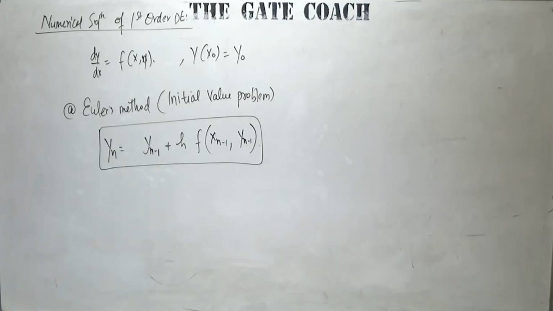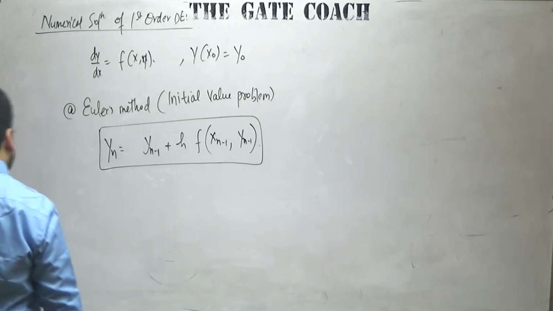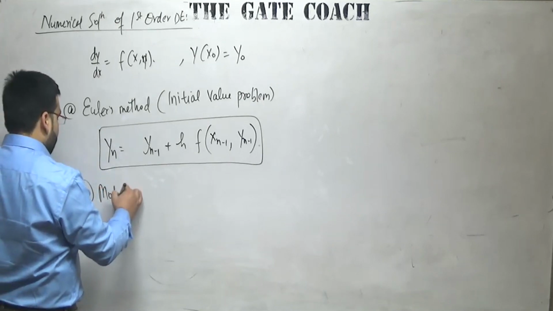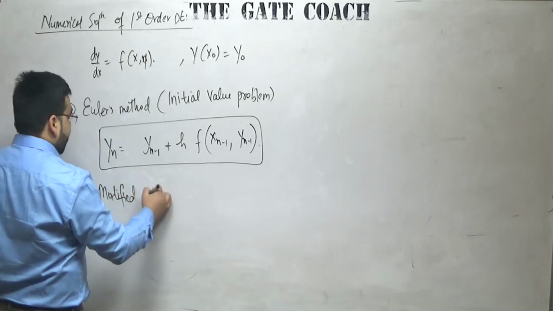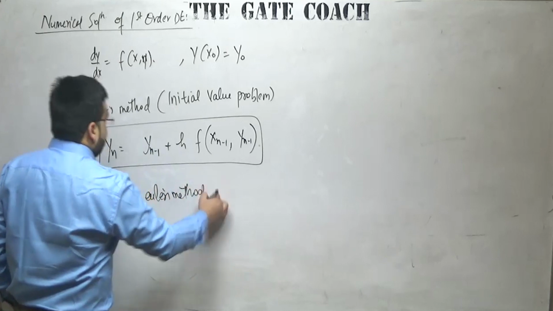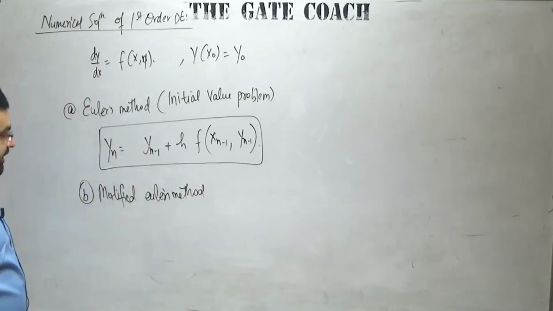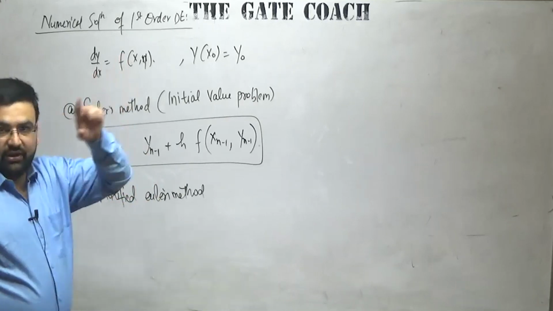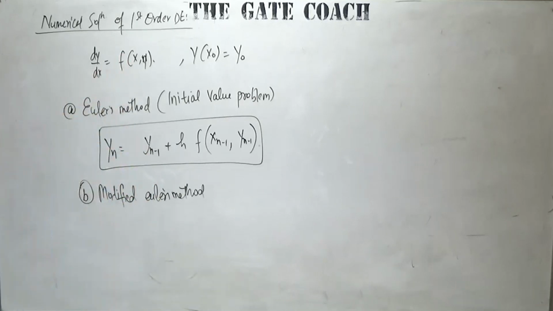The next method that we discussed, and we also solved a lot of questions on this topic, was the modified Euler's method, in which the value of y is actually modified again and again. The only motive is that you should have an idea, and that thing we discussed in the class. We also solved some questions.